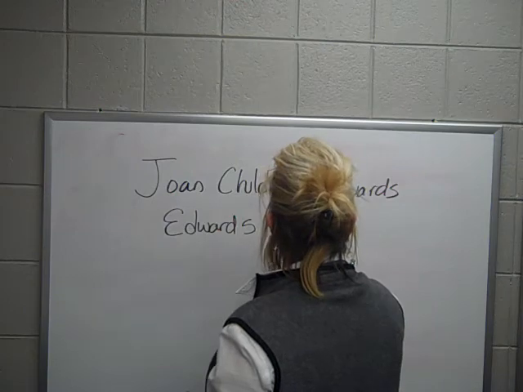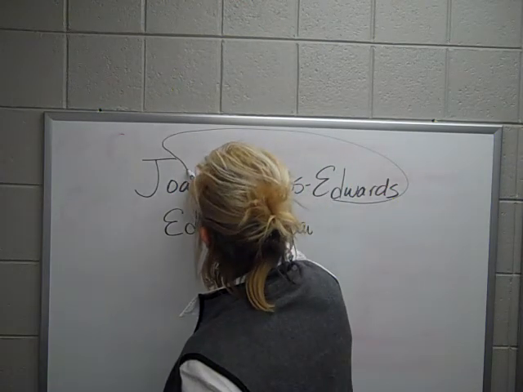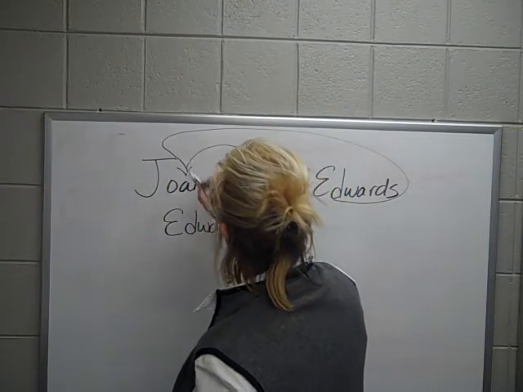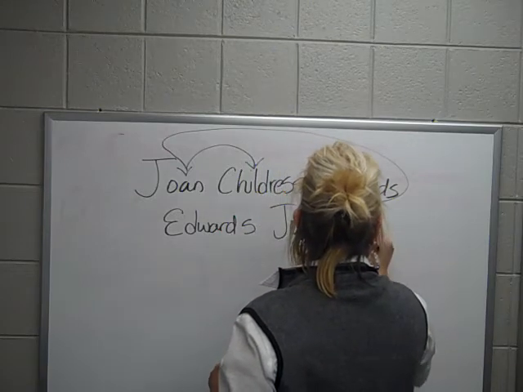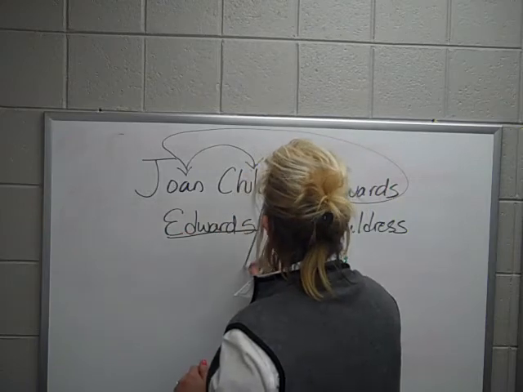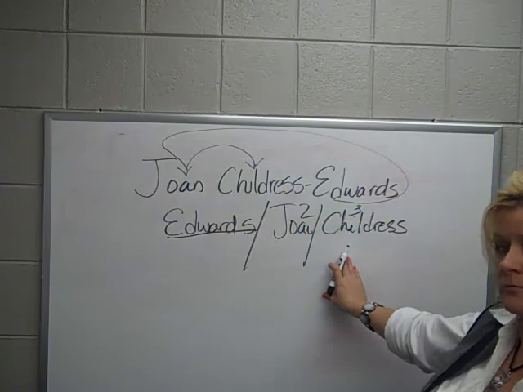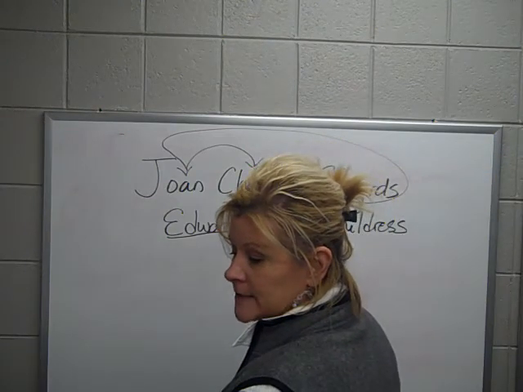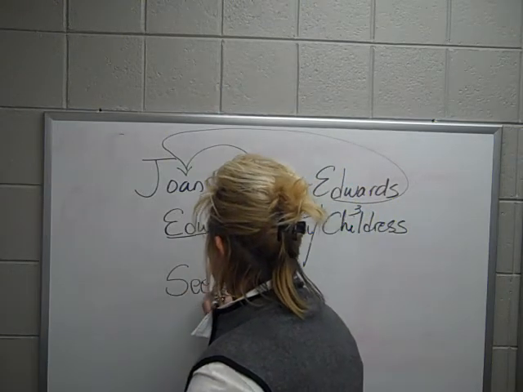Joan. Remember, we're going around like this right here. We drop it this one, we move to the next one. Okay, Joan, Edwards Joan Childress. Okay, underline Edwards. Put your 2 and your 3 in your diagonals. Okay, so when you do your cross-reference, then you're going to see who?